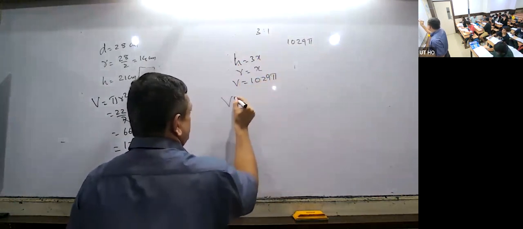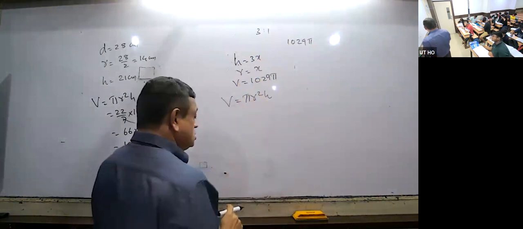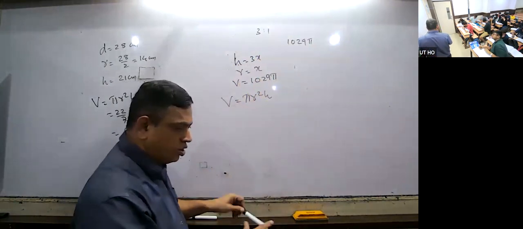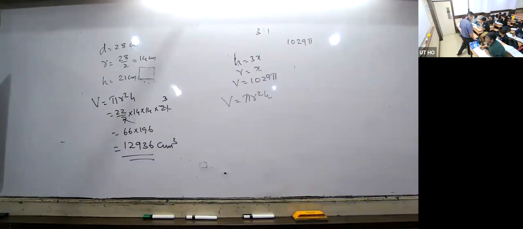Same formula, replace. All of you will do it. Volume is equal to pi r square h. Substitute and get the value of x. All of you, don't discuss. Do it yourself. Substitute on both the sides and get the answer. Learn how to get the answers. Don't put the value of pi. Why, sir? Pi is there on the left side, no?